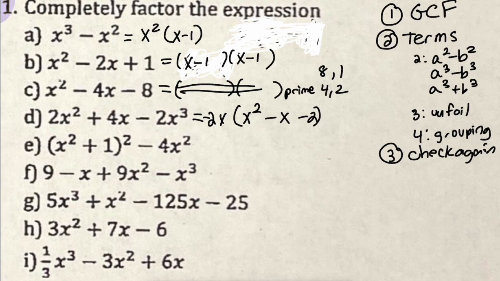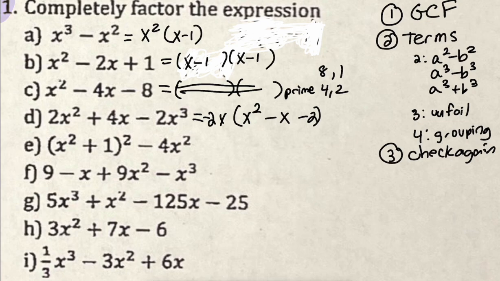So what did we do? We took out our greatest common factor. And you can check if we distribute. Negative 2x times x squared is negative 2x cubed. Negative 2x times negative x is positive 2x squared. Negative 2x times negative 2 is positive 4x. So you kind of check your work.